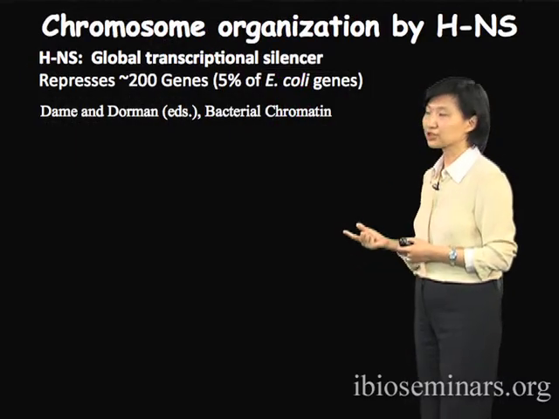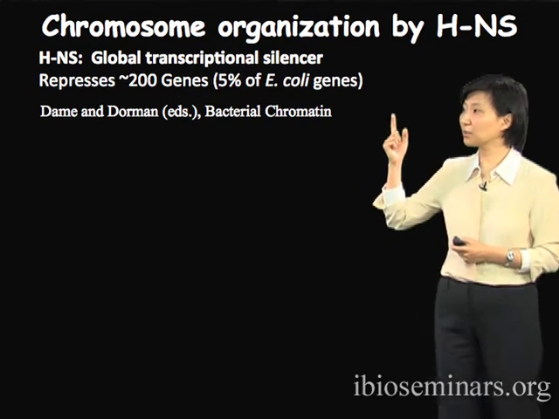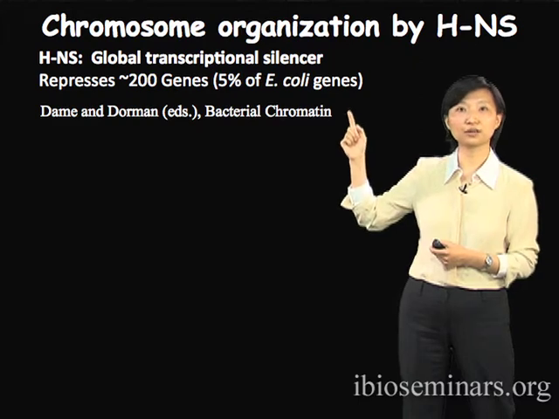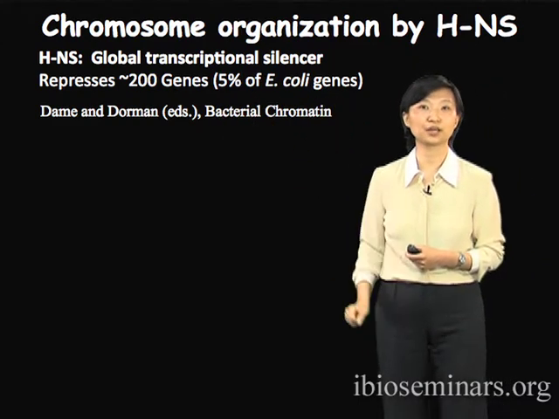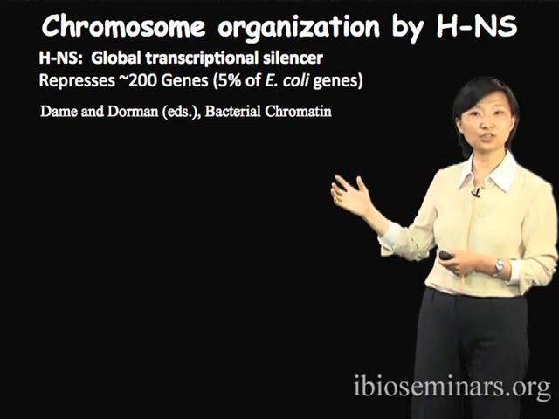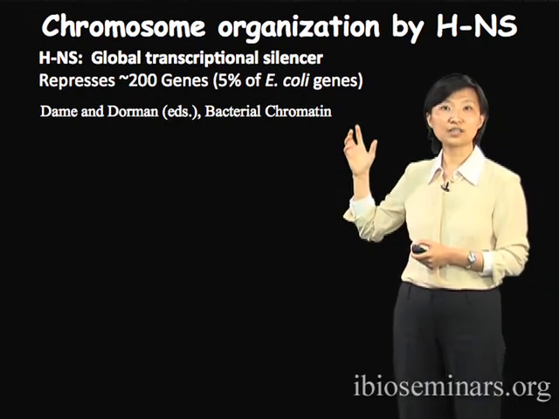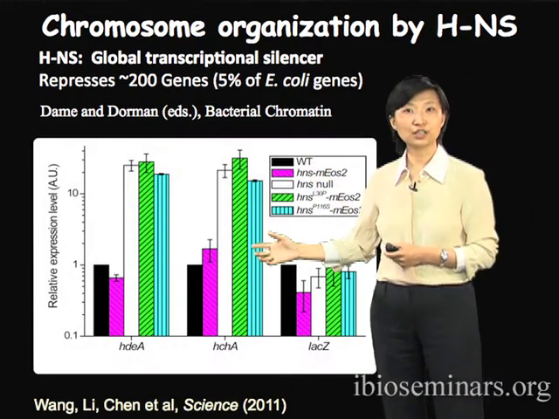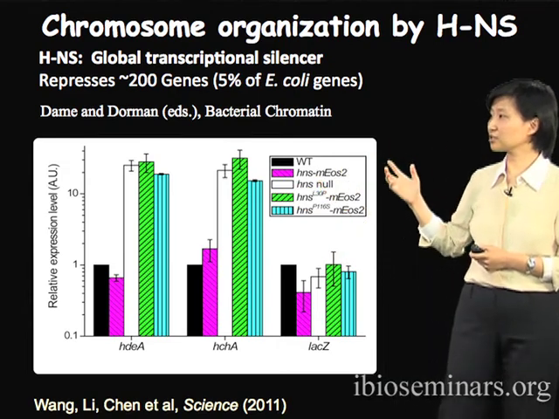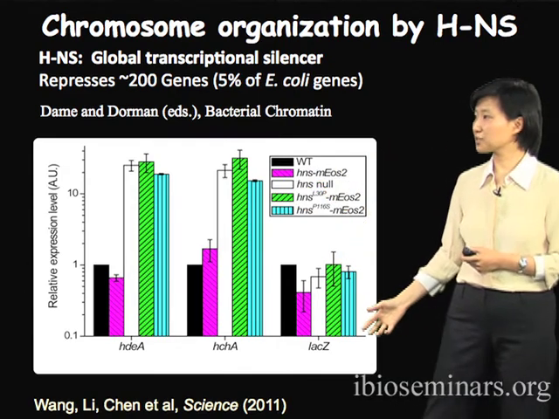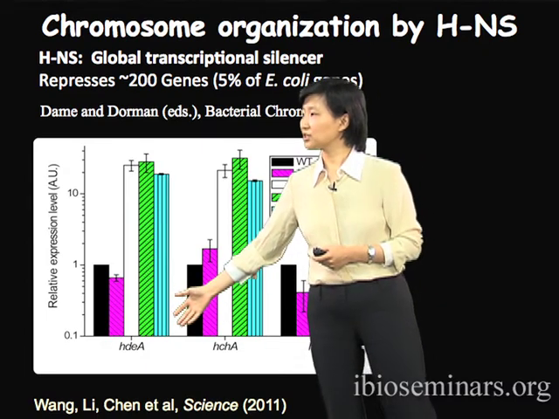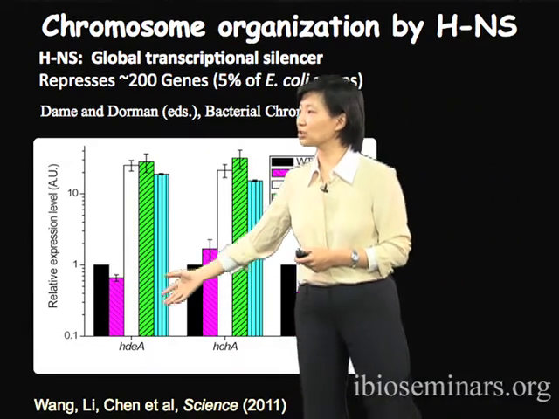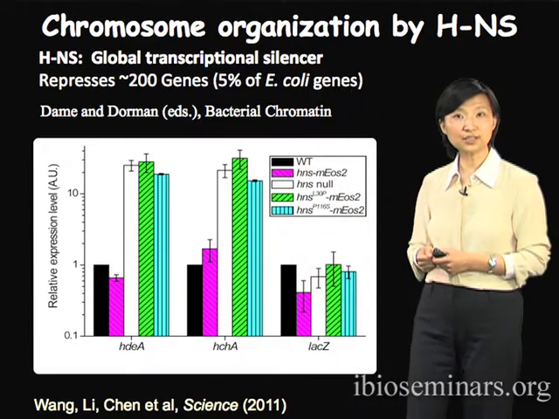Now, functionally, HNS is a global transcriptional silencer. It represses about 5% of all E. coli genes, a total of around 200 of them. To see how the clusters are related to the repressed genes, we looked at 2-color imaging of HNS clusters and the gene loci, specifically the HDEA gene locus and the HCHA gene locus. These are genes whose expression is known to be repressed by HNS.